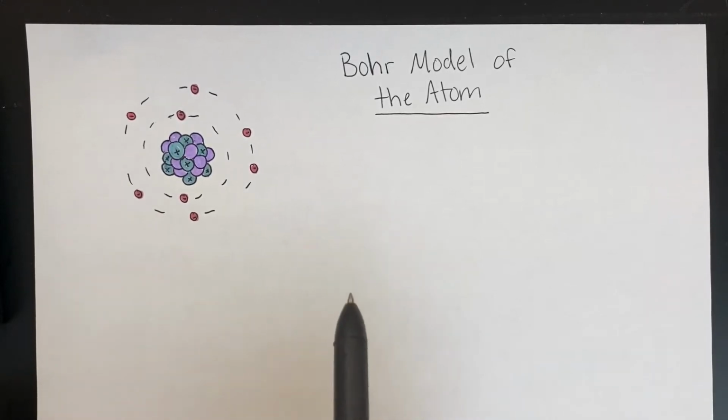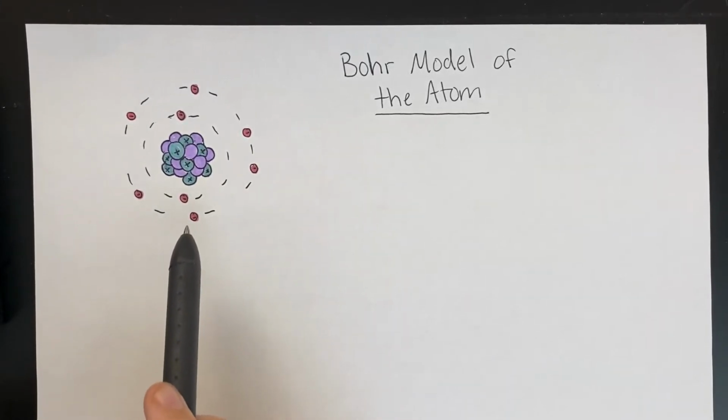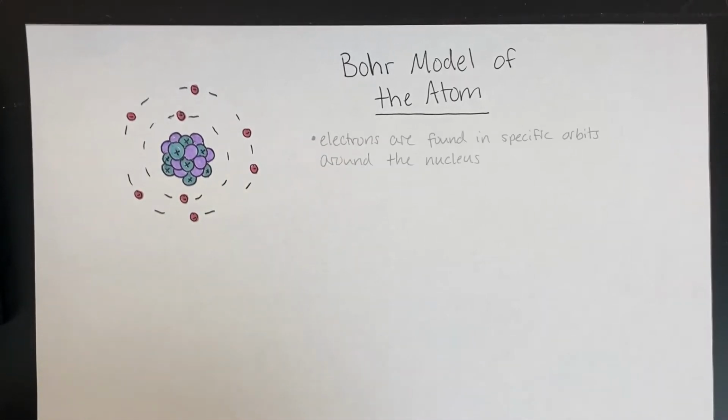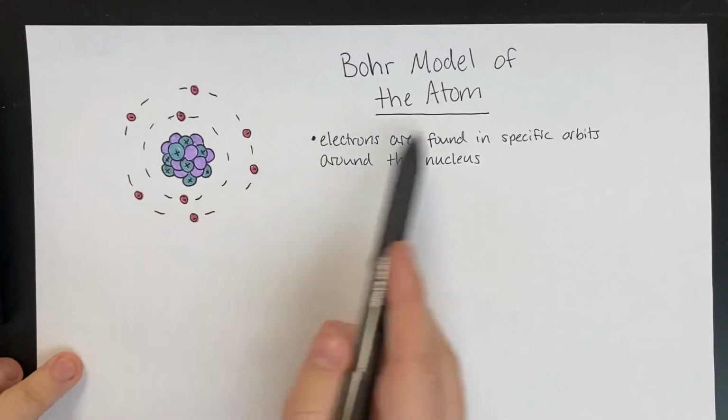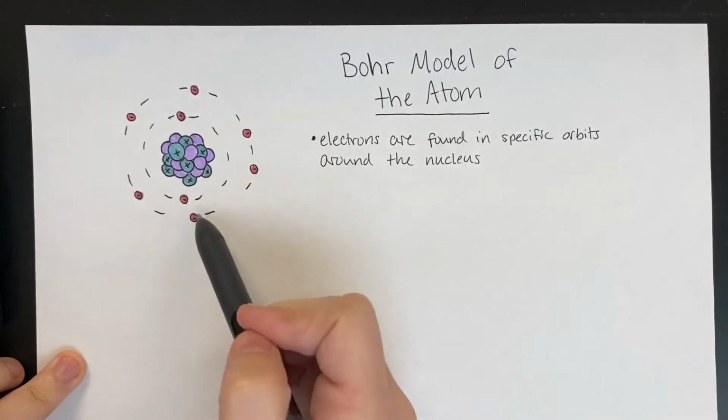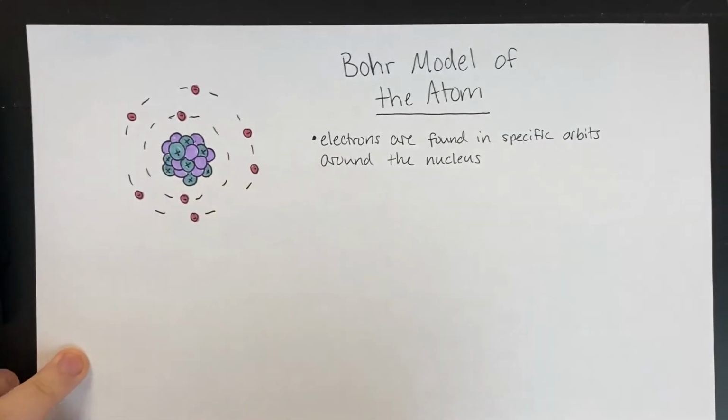This video is going to look into a little more detail into the Bohr model of the atom, which is the one that usually looks something like this. And although we know this isn't 100% accurate, we still use it to explain a lot of things. The first part is that electrons are found in specific orbits around the nucleus. So you can see the electrons here orbiting around the nucleus.